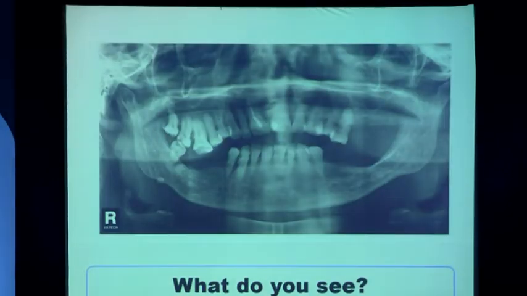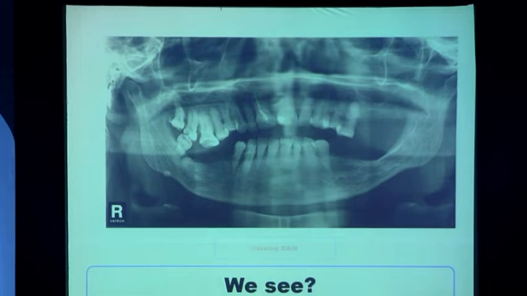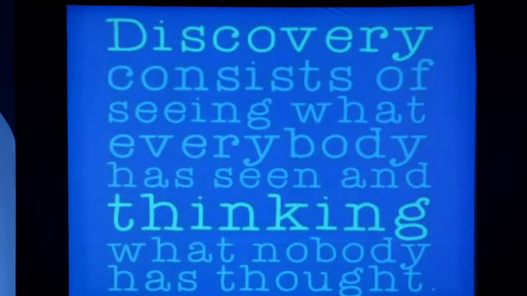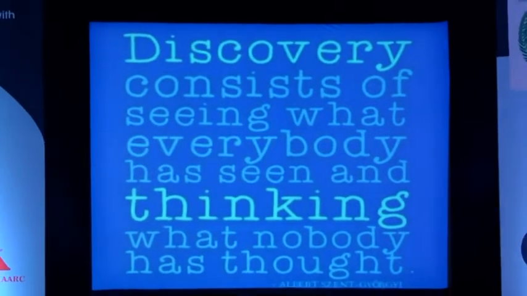Okay, this is again fairly simple. What exactly do you see? You see a tonsillolith here. But this is a syndromic patient. The striking feature in this patient when I saw this radiograph was that the patient is missing the external acoustic meatus. There's no external acoustic meatus. Now, discovery consists of seeing what everybody sees and has seen, and thinking what nobody has thought, right?